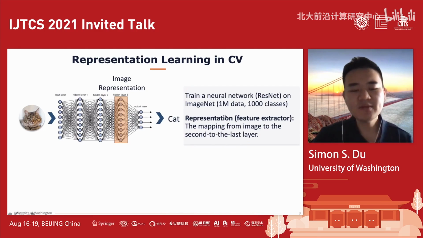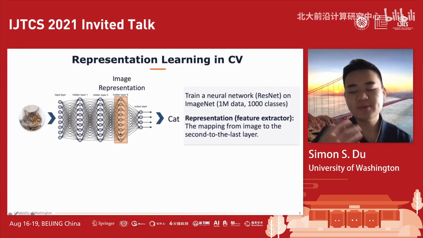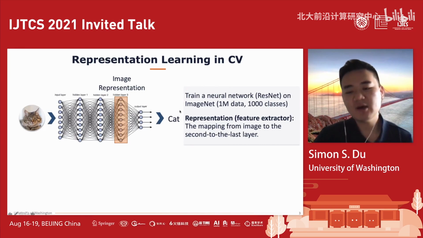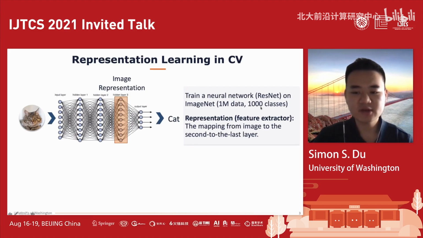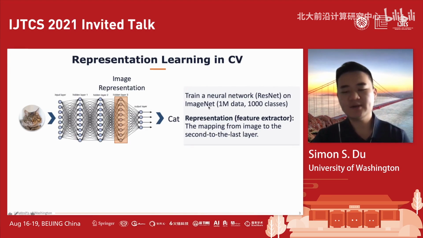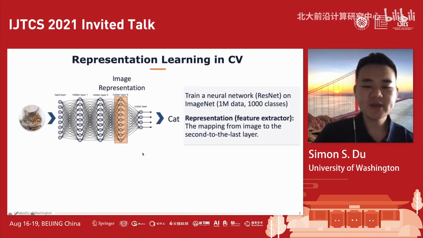We call this output vector a representation of this cat image. Sometimes we also call this representation function the mapping from this cat to this vector. You can also call it the feature extractor. We train this representation function by training a neural network on ImageNet. So this function is really represented by a very complicated neural network. This is the representation function and how we train it.